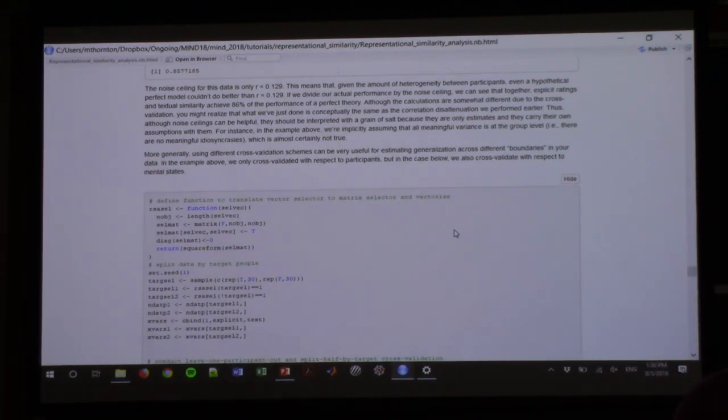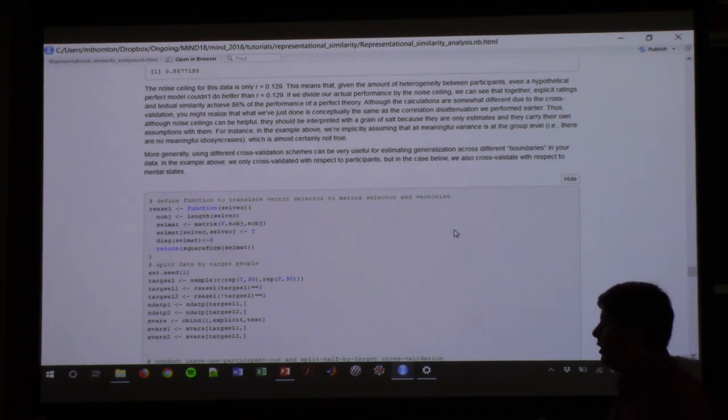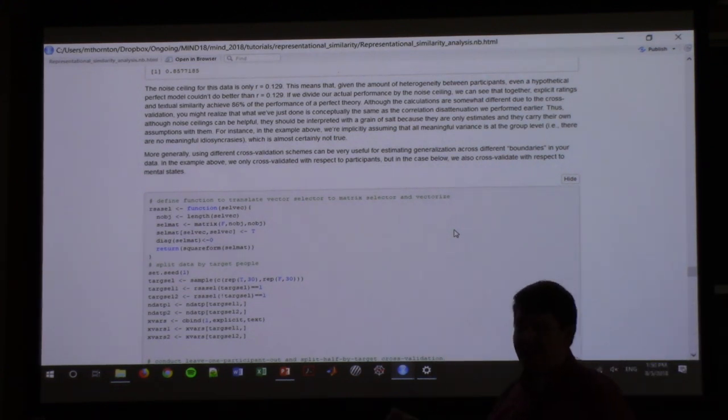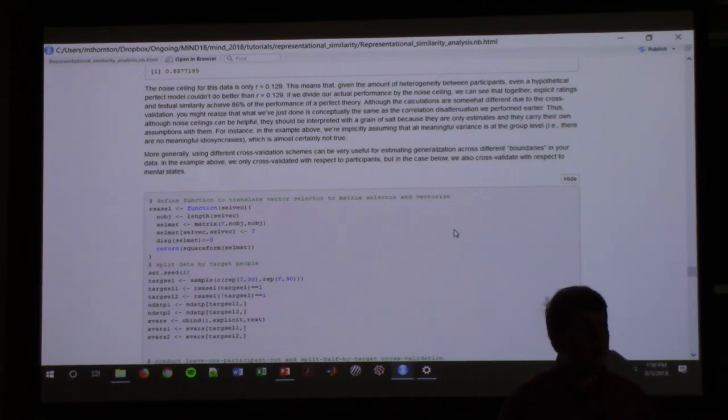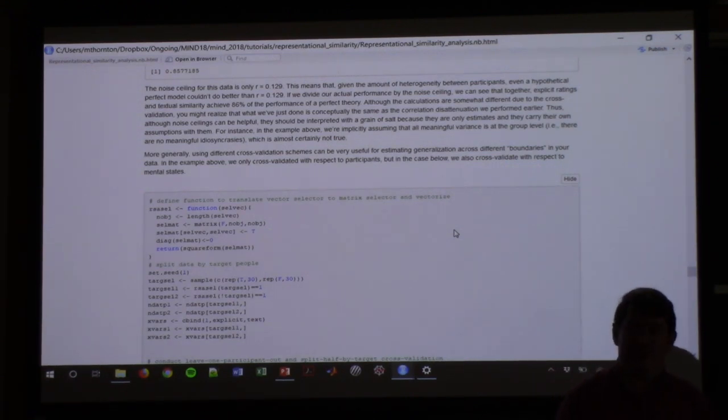So one way you can get at this without having to fit these really difficult mixed effects models that maybe won't ever converge is through tricks of cross-validation. If you can cross-validate across a particular boundary that you're interested in, you can get an idea for how much things actually generalize across that.